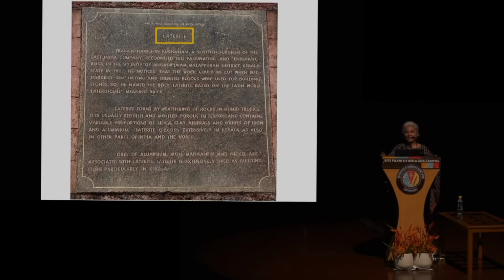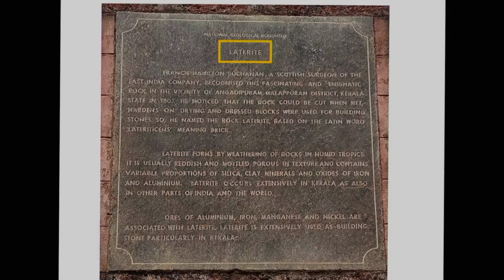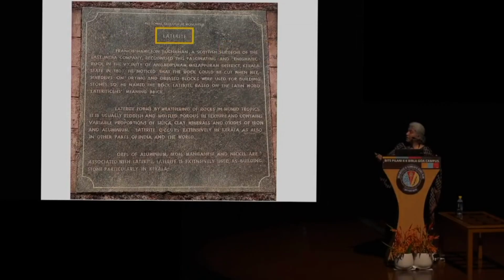So now we start with laterite. This is a plaque which is displayed in a place called Angadipuram in Malappuram district of Kerala to celebrate laterite, which was first named, although the stone had been in use for many years, in 1807, when a man named Francis Hamilton Buchanan, who was a surgeon, named this rock laterite based on a Latin word, later.